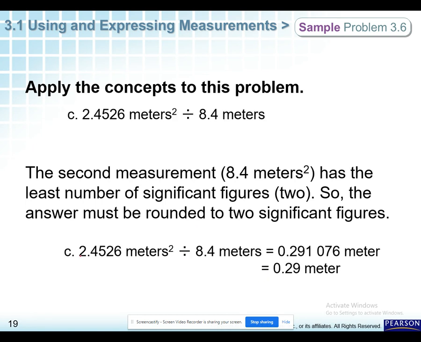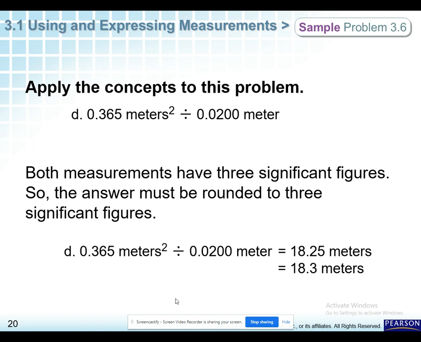Example C, if I look at this first measurement, there's 1, 2, 3, 4, 5 sig figs. If I look at the second one, there are 2 sig figs. So even though when I divide it, I get this big long number, again, I can only have 2 sig figs. So here, this one counts as my first one. The 9 will count as my second. I have to see if that 1 can round it up, and since it's less than 5, it cannot. So my answer stays 0.29.